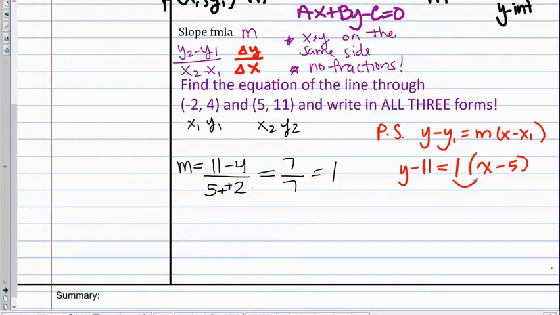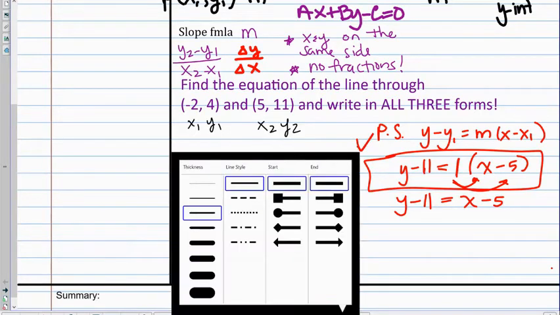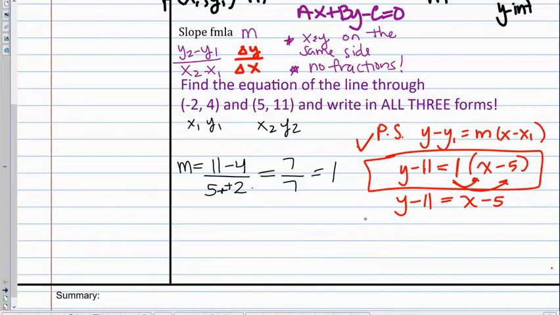What I'm going to do next is distribute. So I have y minus 11 equals 1(x minus 5). Okay, this, guys, is point slope formula. You did it. Then I got super excited to change into slope intercept because I like that the best. So now I'm moving into slope intercept, and you will see that when I add 11 to both sides, I get y equals x plus 6. Again, that's everybody's favorite.